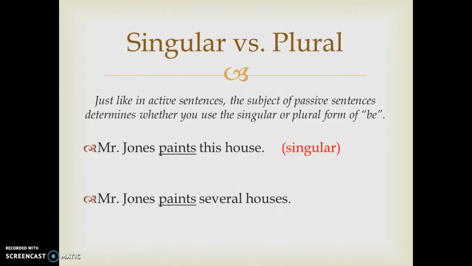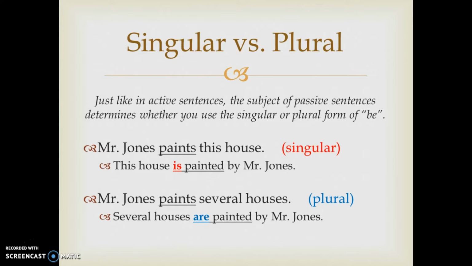In the first sentence, we have a singular object, this house. And in the second sentence, we have a plural object, several houses. So in these active sentences, our subject, Mr. Jones, is singular, so the verb paints stays the same in both sentences. But when we change this to passive sentences, you can see that our objects now become our subjects, which means that we need to change our verb based on whether our subject is singular or plural.